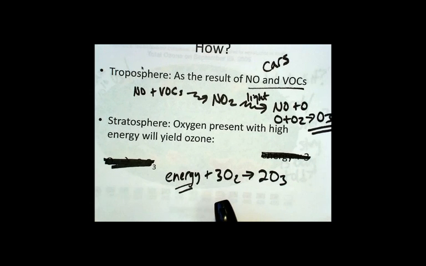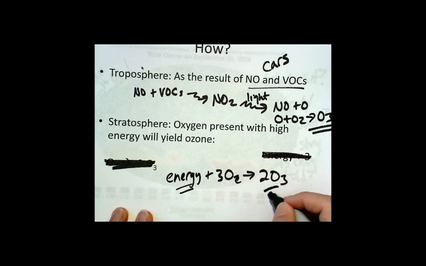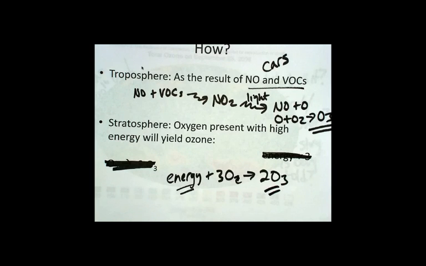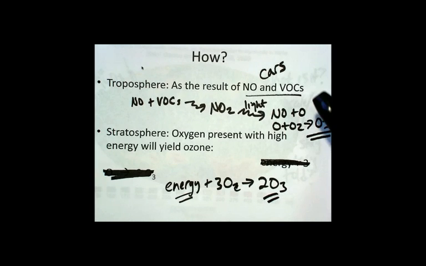There are some more complicated reactions; this is sort of the net. There are some complicated reactions to get to this, and we'll talk more about those later. But I just wanted you to know where it comes from, or how it gets here from the ground level versus the stratosphere.